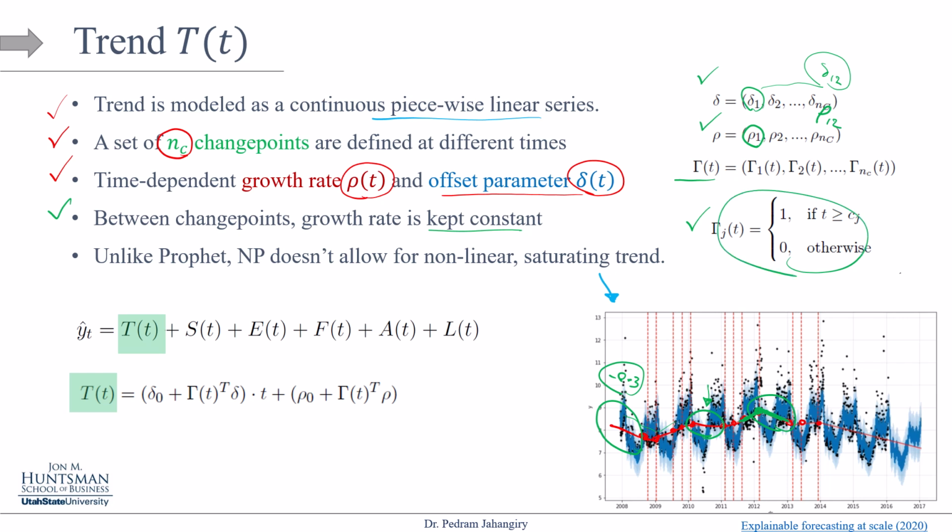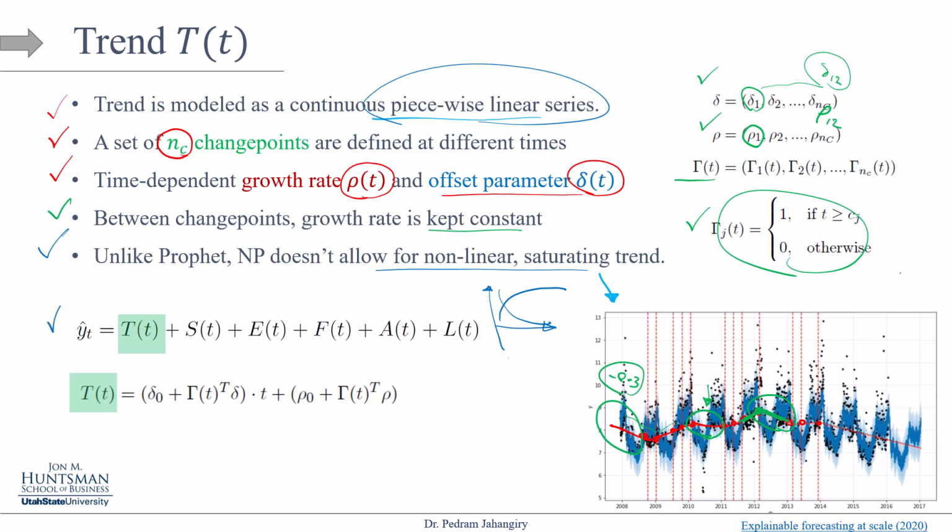The only difference between the NeuralProphet trend component and the Prophet trend component is that NeuralProphet does not allow for a nonlinear saturating trend. If you remember Facebook Prophet, we had two types of trend modeling. One was using this nonlinear saturating trend, where the idea was that we have a saturating time series, either increasing or decreasing. With NeuralProphet, we don't have that luxury. We just look at it as a piecewise linear series.